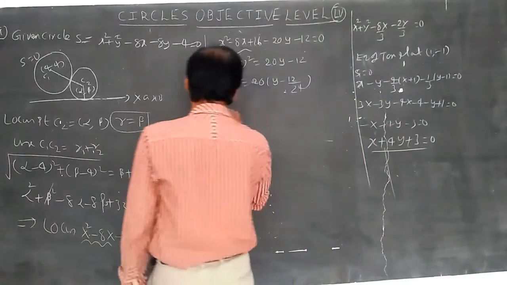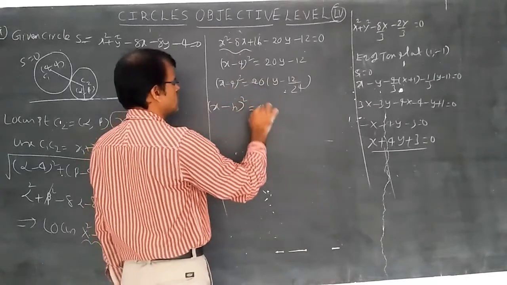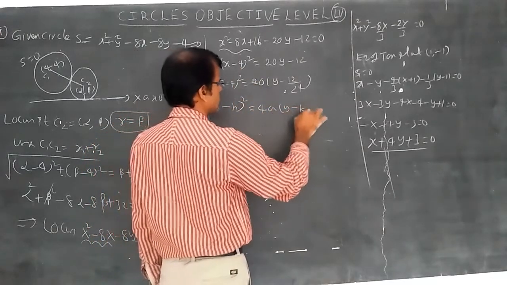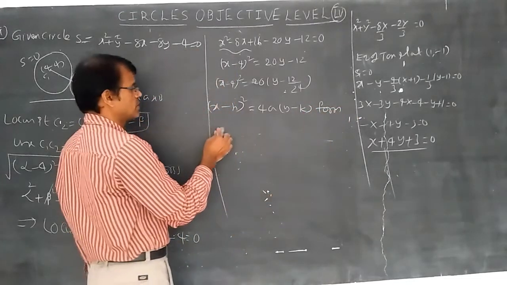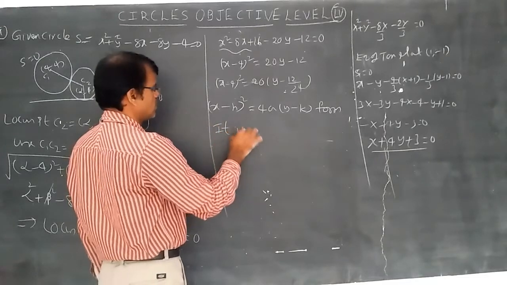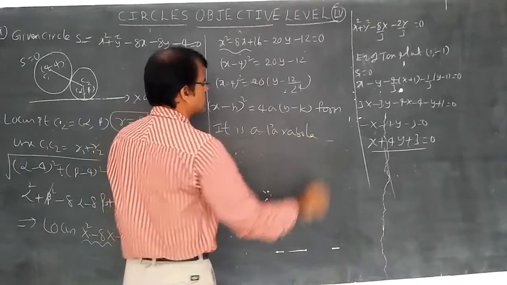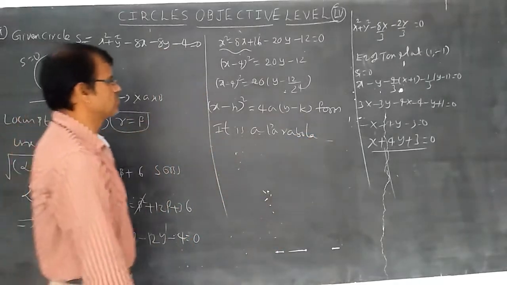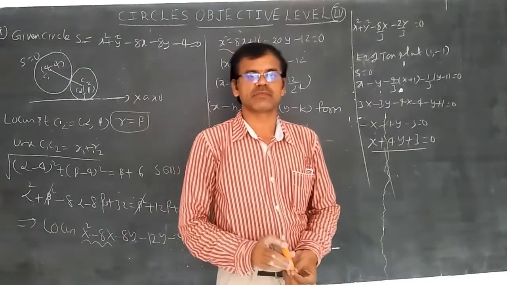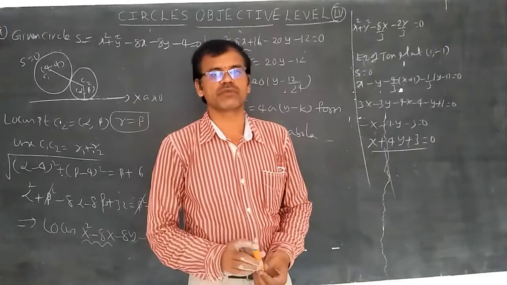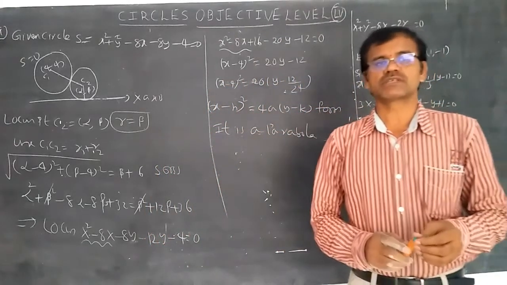You can understand this one as x minus h whole square is equal to 4a into y minus k form. It is a parabola. You will be knowing about the shapes and types of parabola in the parabola chapter. y square is equal to 4x is the standard equation of a parabola. x square is equal to 4a y is also a parabola. If x square is equal to 4ay is a parabola, its vertex is 0, 0.